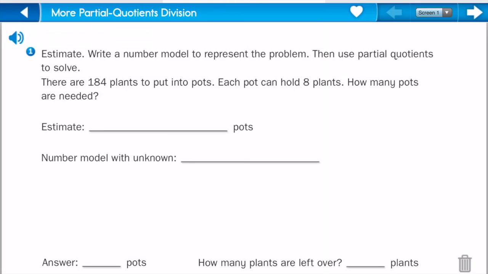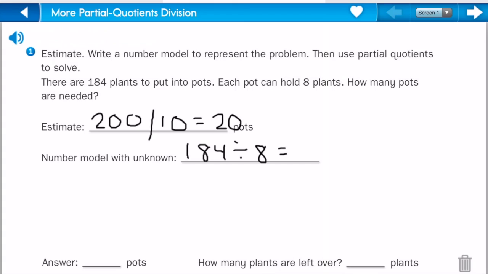All right. So, I'm going to round 184 to 200. And then I'm going to round my 8 to a 10 because I know that's pretty close. And I know that that equals 20. Now I'm going to do my real number model. So I'm going to take my real numbers, my 184, and divide it by 8, and that's going to equal, let's do P for pots.